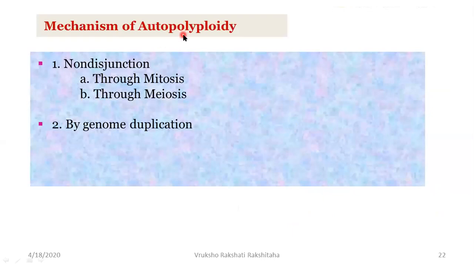Now, what is the mechanism of autopolyploidy? So it takes place by non-disjunction, and this occurs both during mitosis as well as during meiosis. The second method of autopolyploidy is by genome duplication.